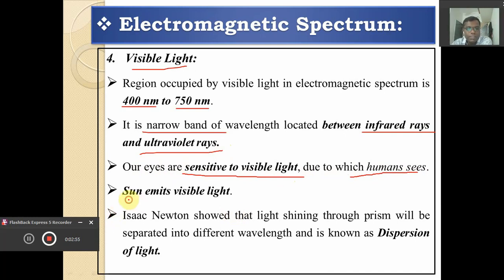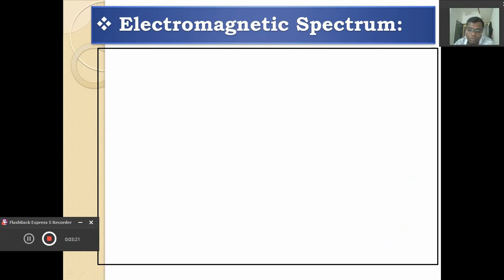This visible light is emitted by the sun, and Isaac Newton showed that light shining through a prism is separated into different wavelengths, and this phenomenon is called the dispersion of light. So this dispersion of light was shown by means of visible light, and it was shown by Isaac Newton. This is important.